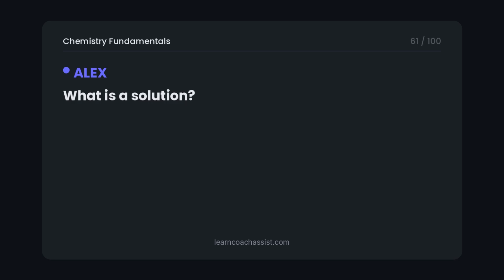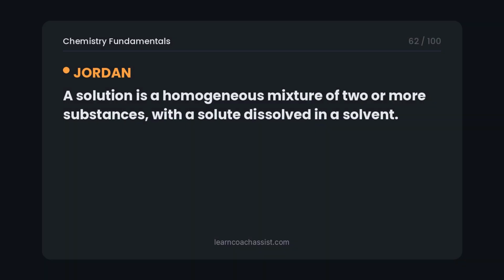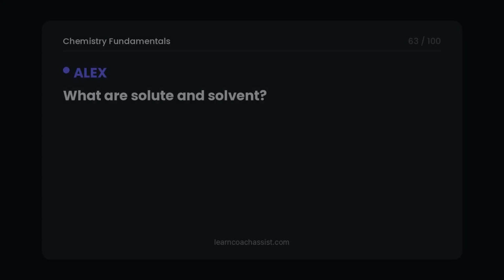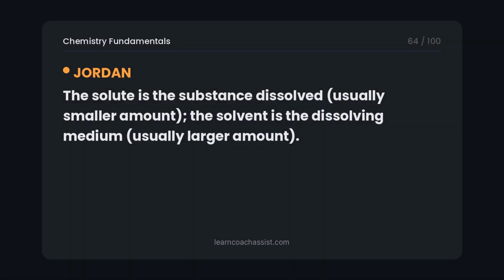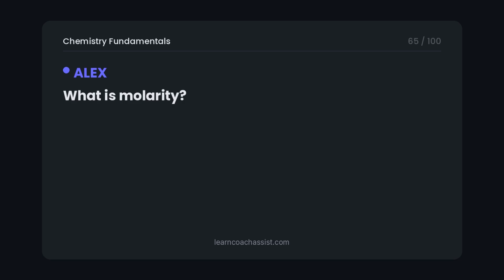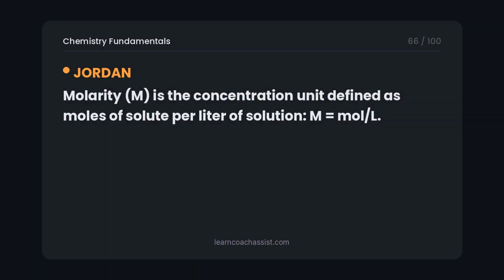What is a solution? A solution is a homogeneous mixture of two or more substances, with a solute dissolved in a solvent. What are solute and solvent? The solute is the substance dissolved, usually smaller amount. The solvent is the dissolving medium, usually larger amount. What is molarity? Molarity, M, is the concentration unit defined as moles of solute per liter of solution, M equals mol/L.